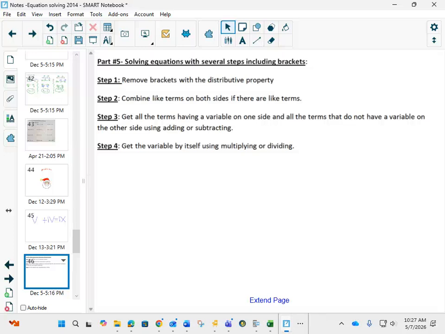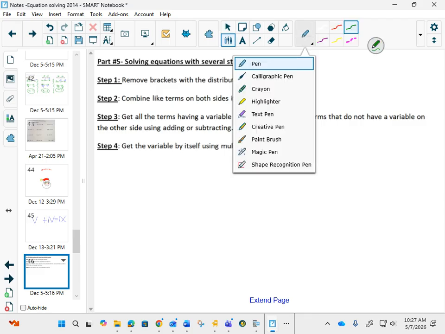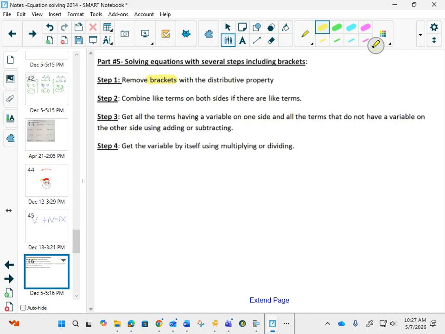We started with one-step equations, then two steps, then more than two steps, and now this is several steps. Okay? These will be questions that have brackets. So the brackets add an extra thing to work with, but we can go back to what we learned in polynomials, and we have a way of removing the brackets with something called the distributive property.